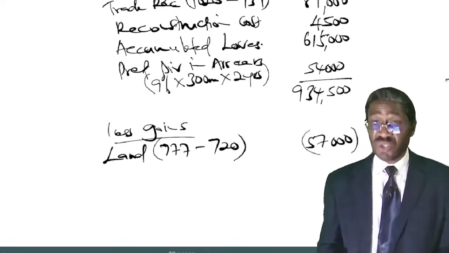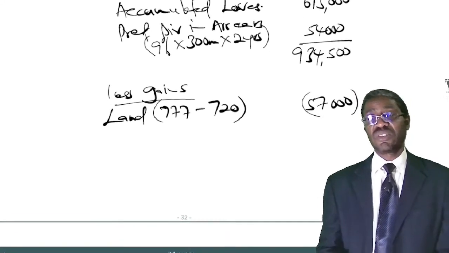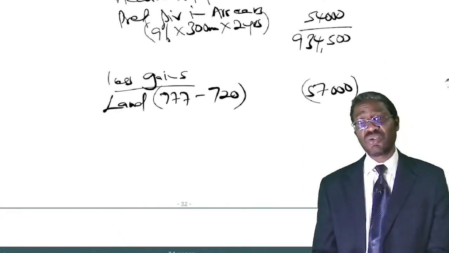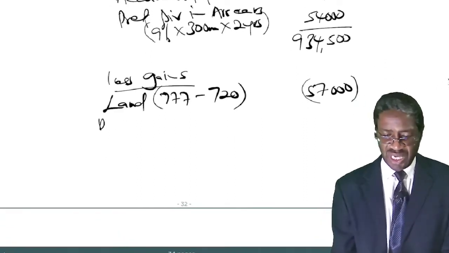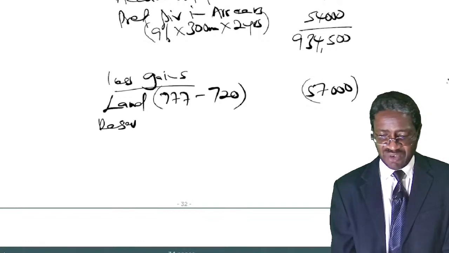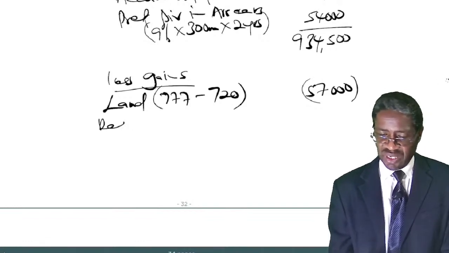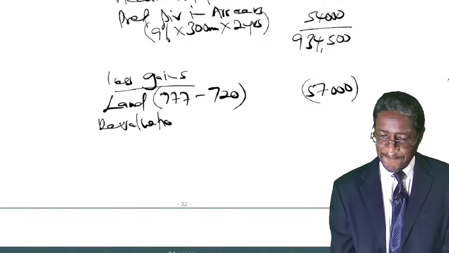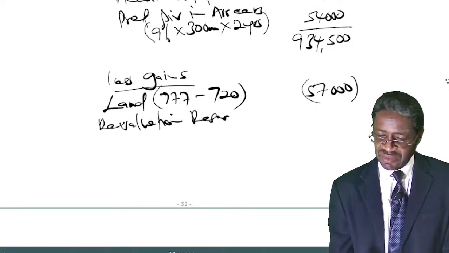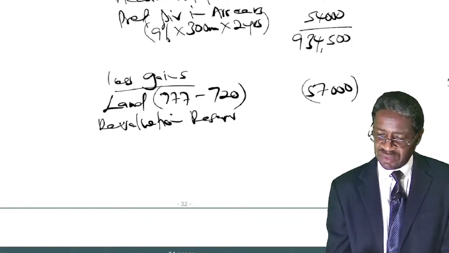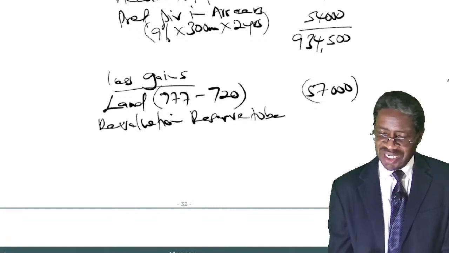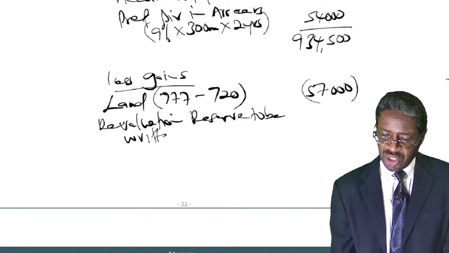Use it to reduce the losses. Good. The other gain I saw was revaluation reserve. There was that reserve to be written off, so we can call it revaluation reserve to be written off.